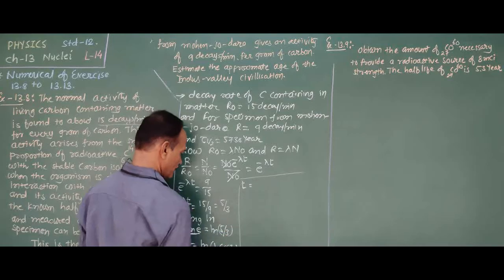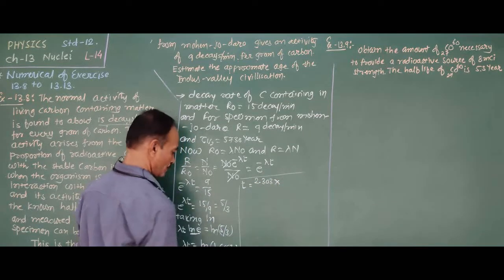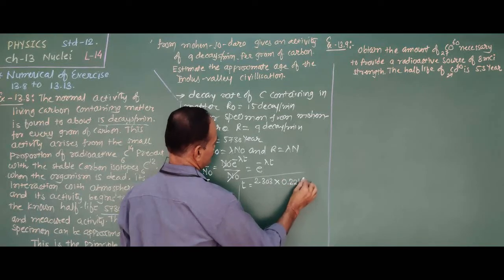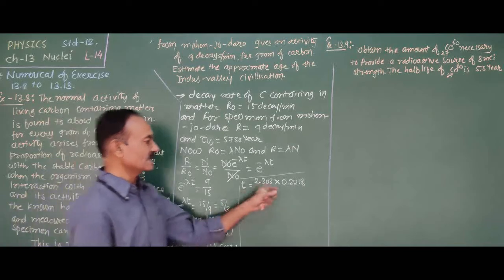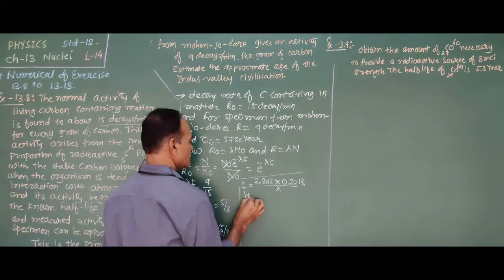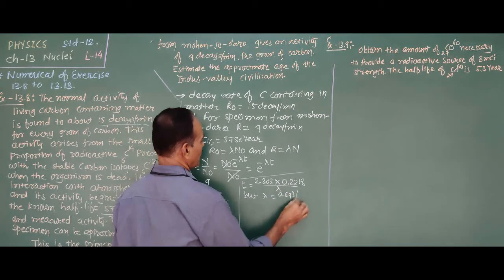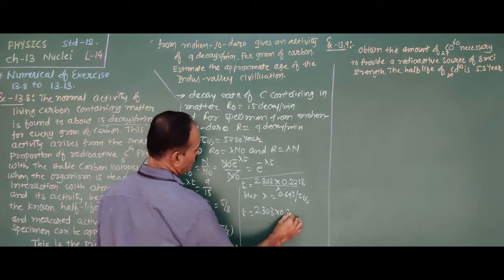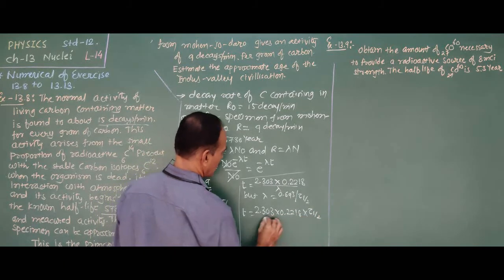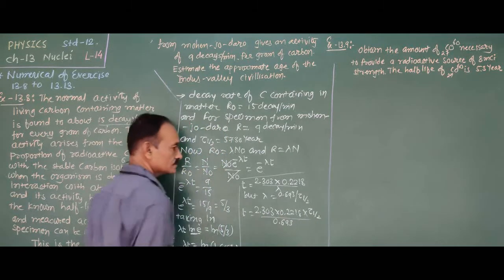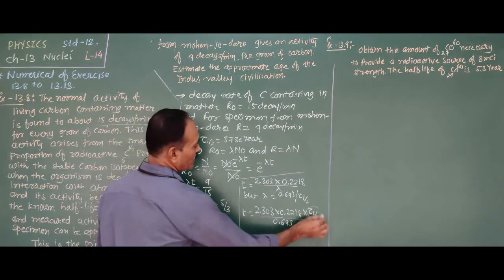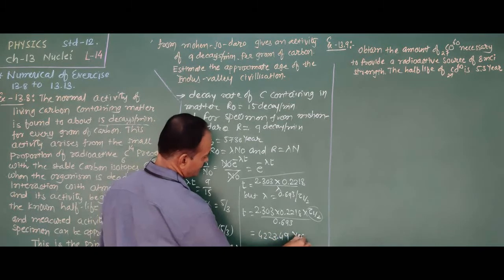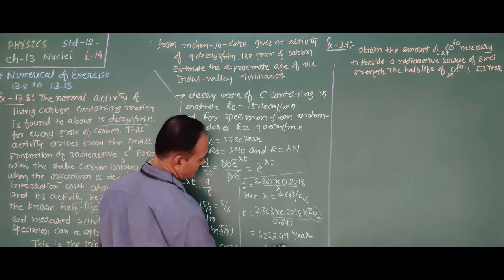Therefore, t is equal to 2.303 into, what is the value of log 1.667? That is 0.2218, right? And this lambda is taken in the denominator. But we know that lambda is equal to 0.693 upon tau half. Substituting here, t is equal to 2.303 into 0.2218 into tau half upon 0.693. Clear? So, let us substitute the value of tau half here. So we obtain 4223.49 years, that means approximately 4224 years.